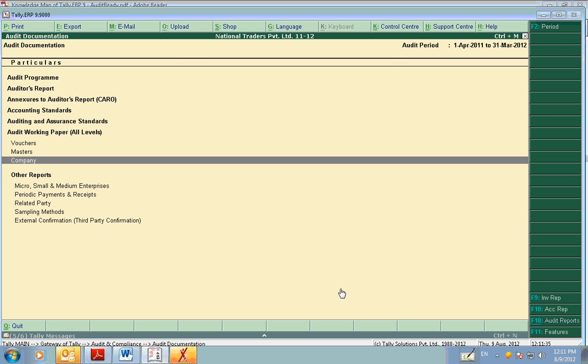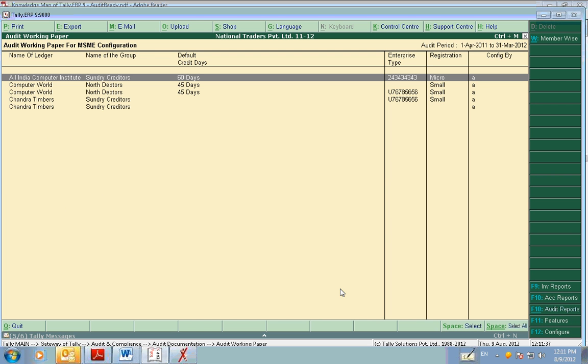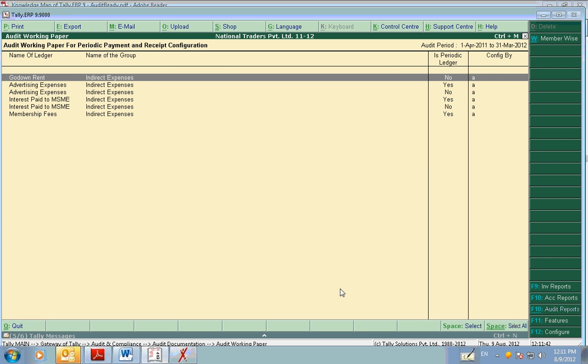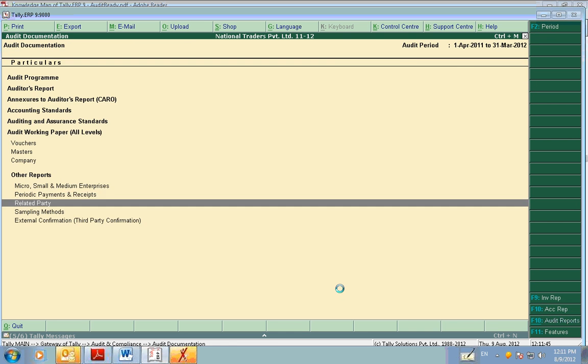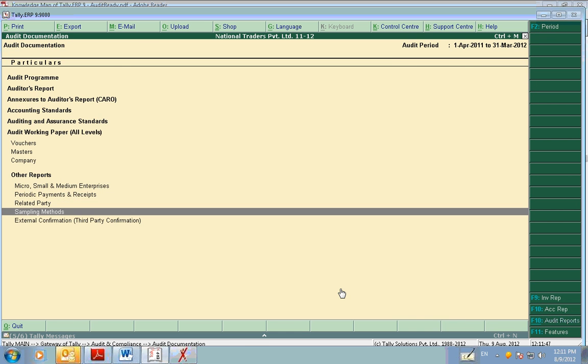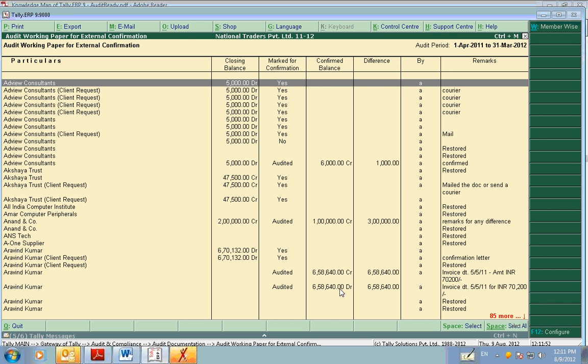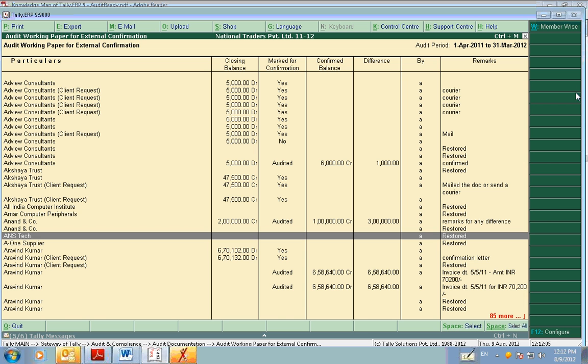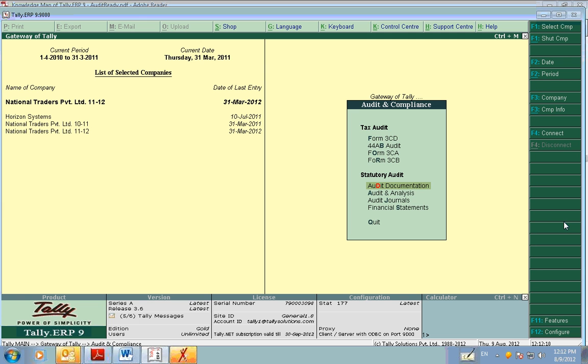So the other reports we have discussed show how many were registered as micro and small. It's a projection of the report. Which ledgers were marked as periodic ledgers and who all are related parties. What sampling methods you have used, and whom you have asked for external confirmation. Right? So you're able to follow? So this is all about the section in your statutory audit.